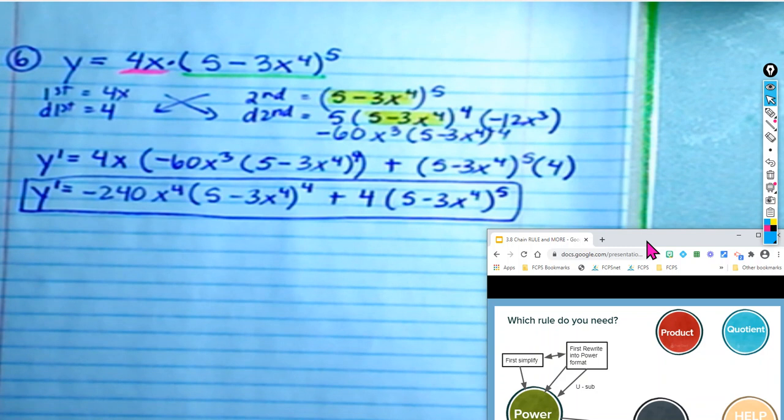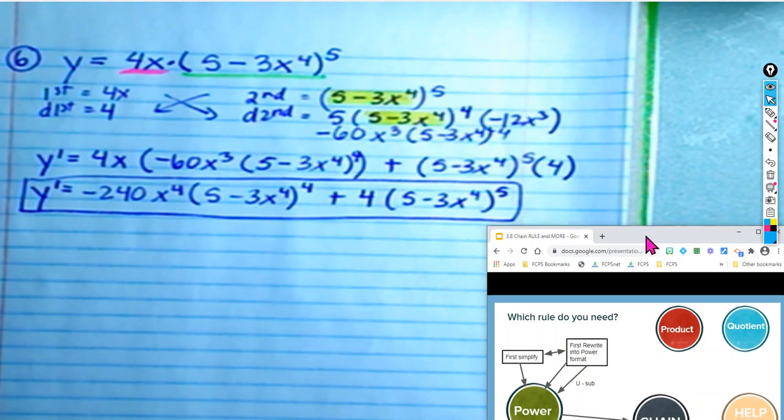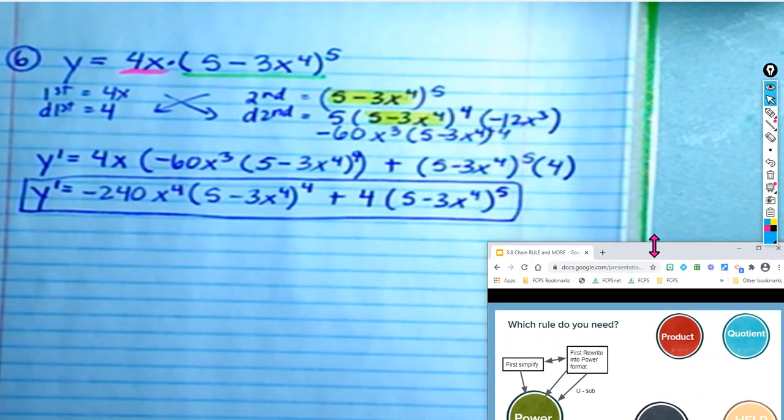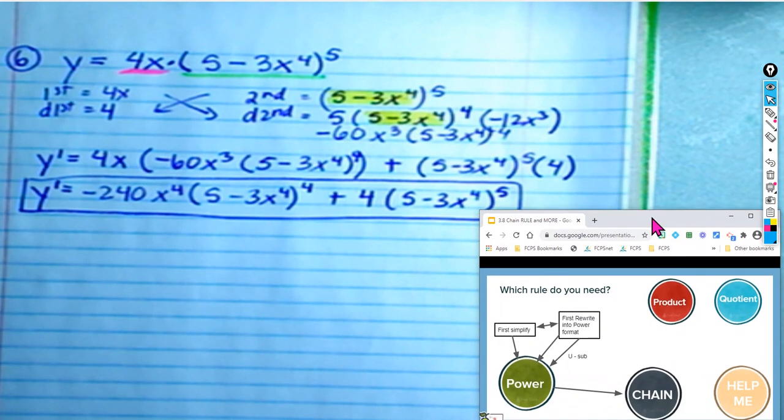Notice that when I'm looking for which rule I'm supposed to be using here, okay, check out our little chart. It is a product. And when I look to do the derivative of each piece, the first or the second, that's when this part comes in, okay?